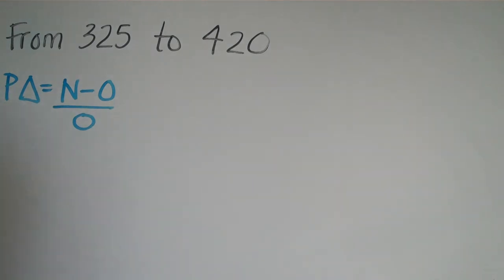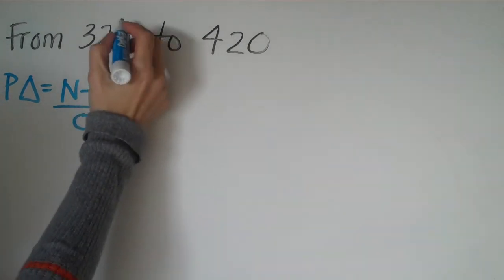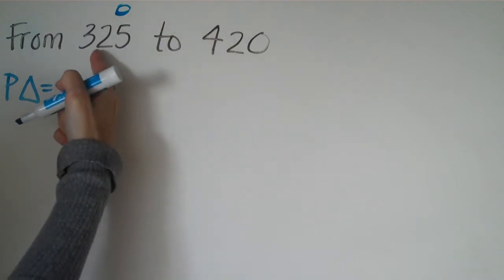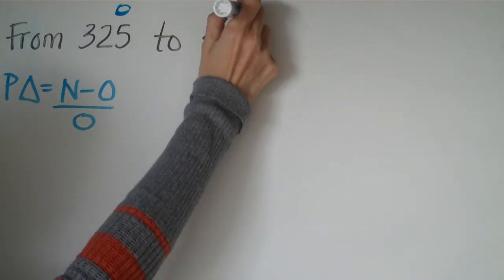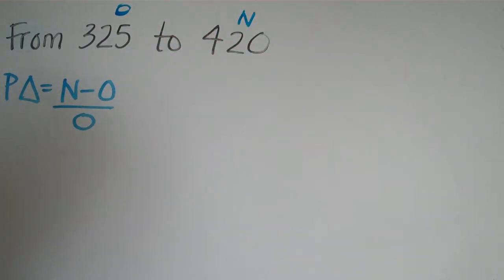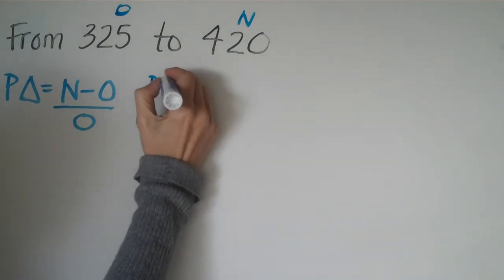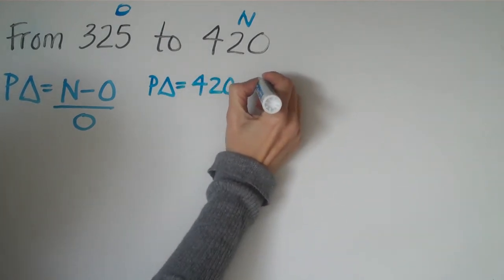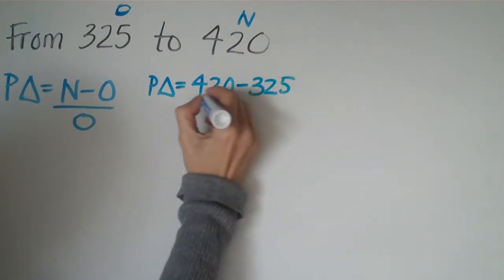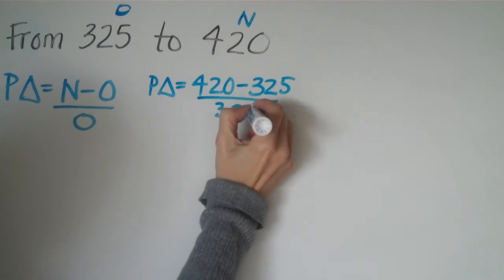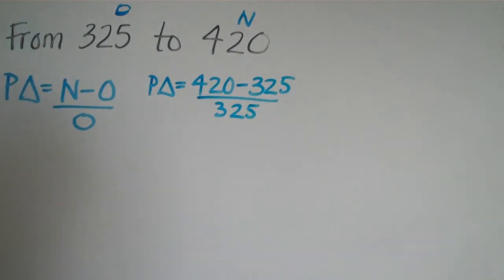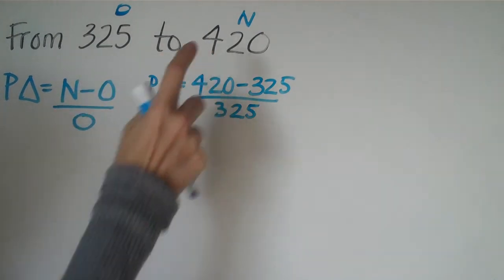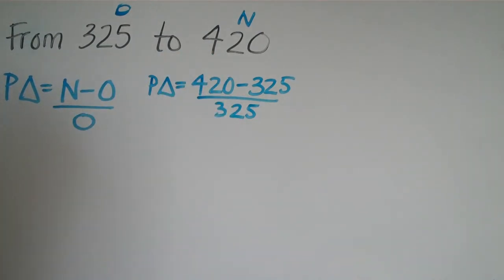And they're really not too bad. From 325 to 420. Okay, by now you should figure out what's new and what's original. So I'm going to substitute it right in. 420 minus 325 over 325. Okay, and notice it's an increase, so we're going to get a positive answer.